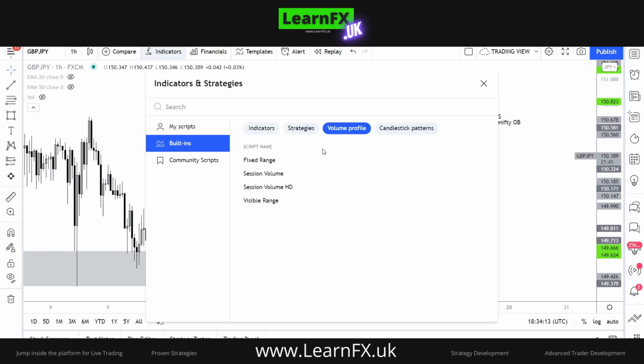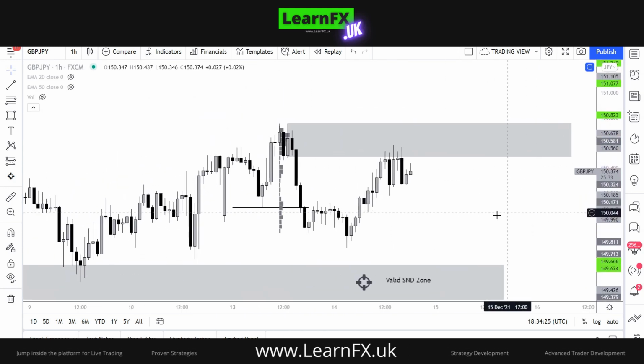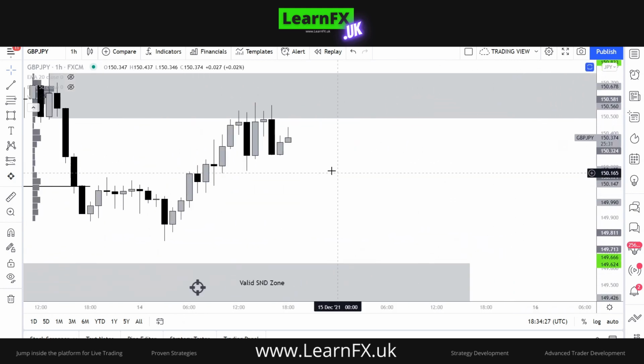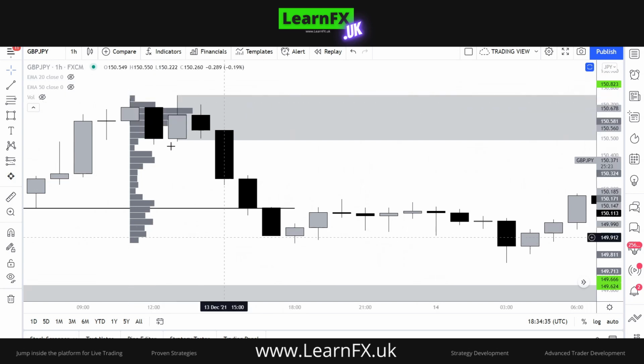And the way we're going to do that is we're going to use the volume profile. We're going to use a fixed range and take it from the swing high to the swing low of our impulsive move. Alright, so now that we've done that, I don't know if you can see this very well, but we get the volume profile come up on our screen.